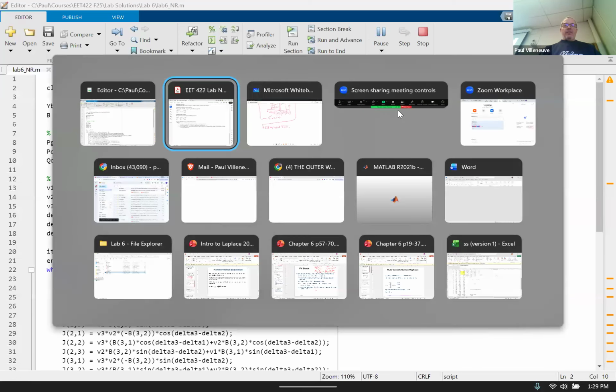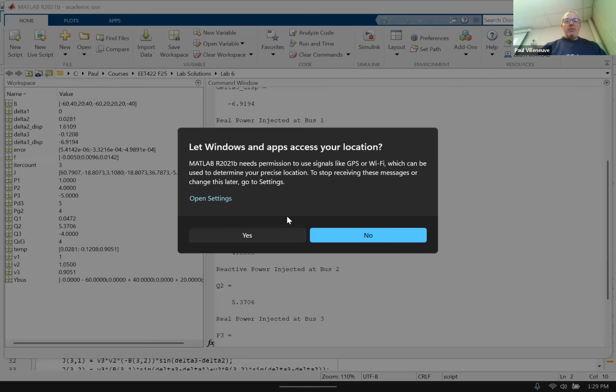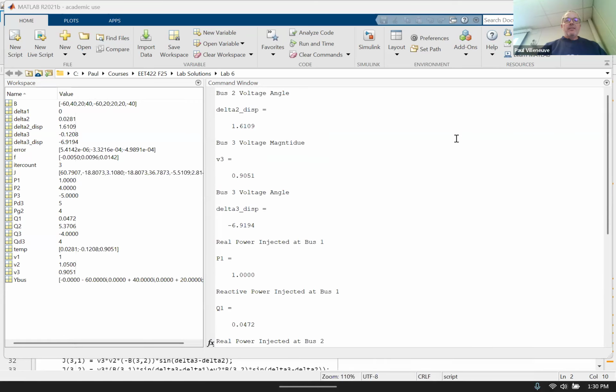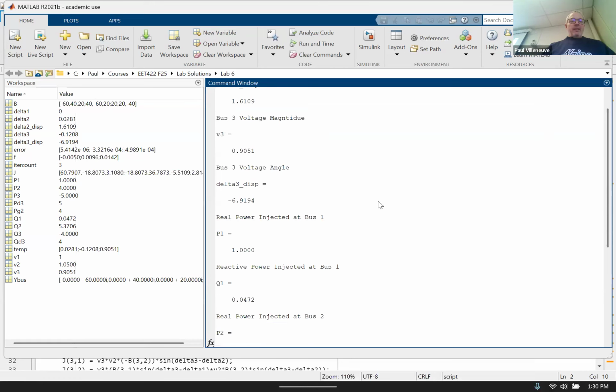Let's switch over to, I didn't hear a ding. And I actually calculated a lot more. So you can see all the data. And to get to that count, it took 3 iterations for me to get to within 0.1% error.